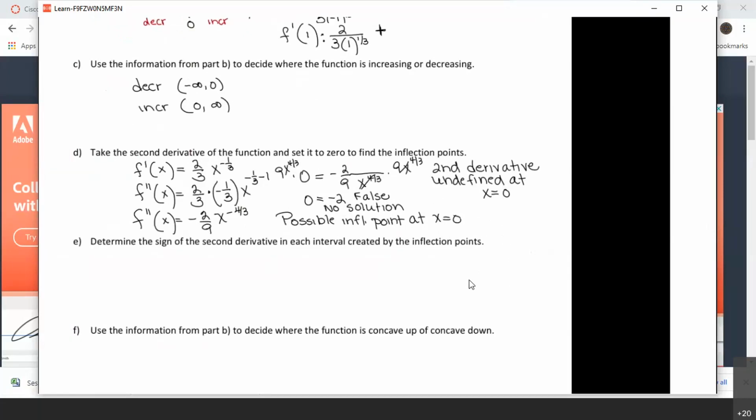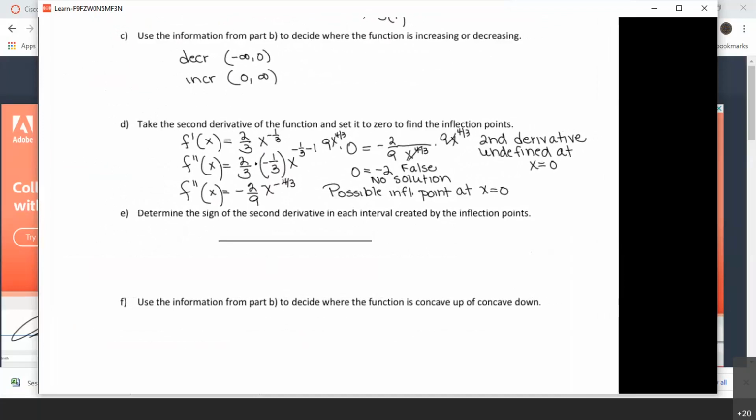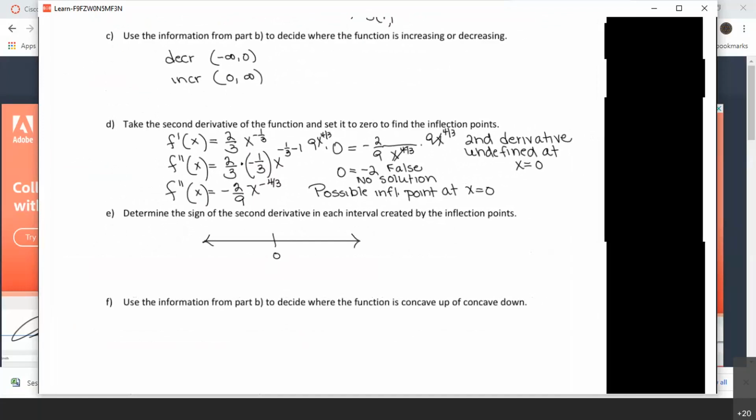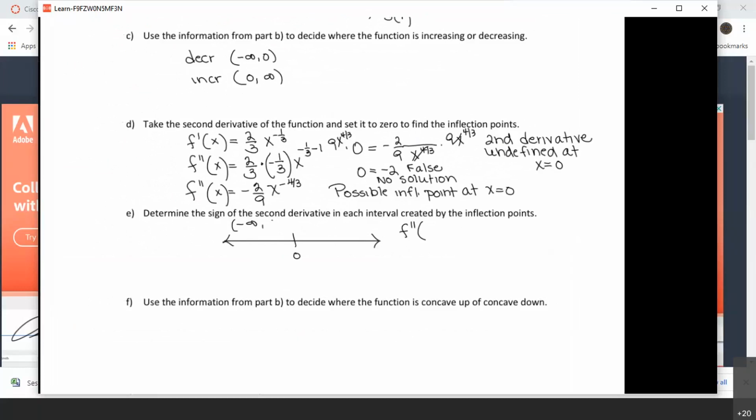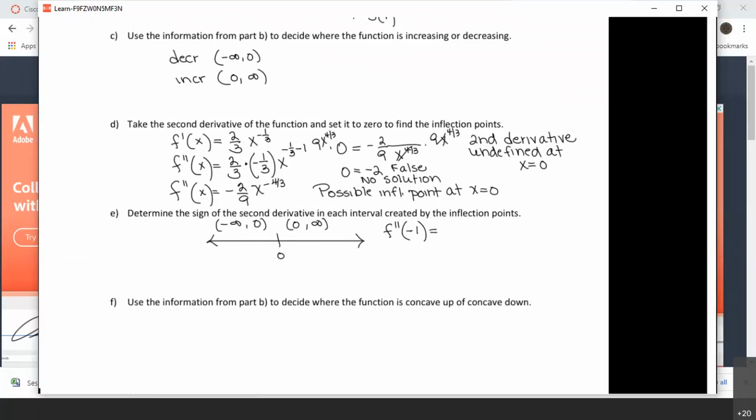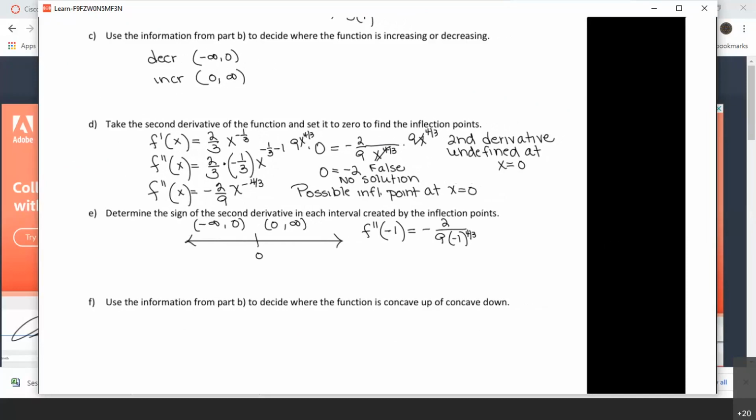I've got to check. How do I check? I'm going to build a number line. I'm going to put 0 in here, and I'm going to test the second derivative at 2 test points. This is from -infinity to 0, 0 to infinity. I'll use the same test points I used in the first derivative, only now I'm evaluating my second derivative, and I'm just caring about the sign. The other point was here in the other interval.